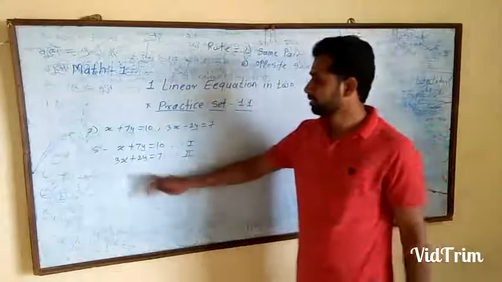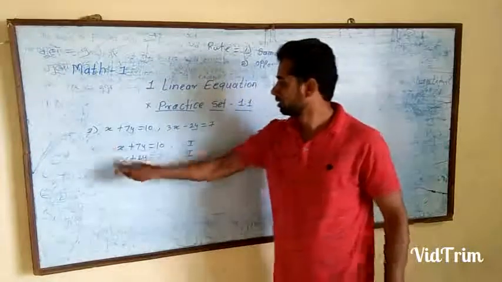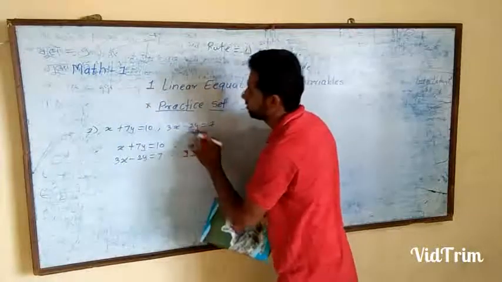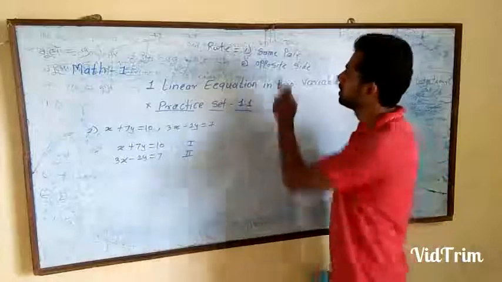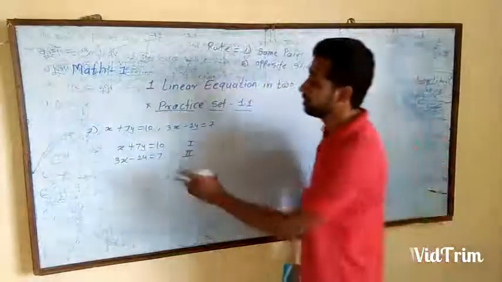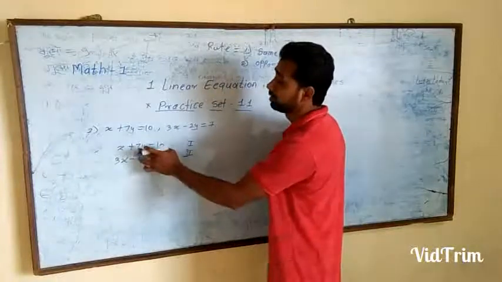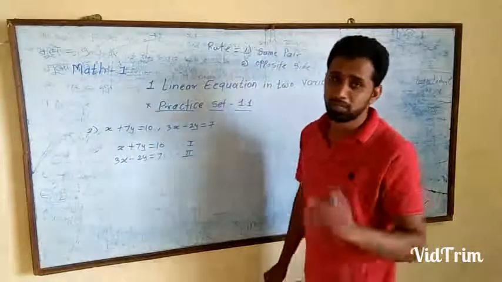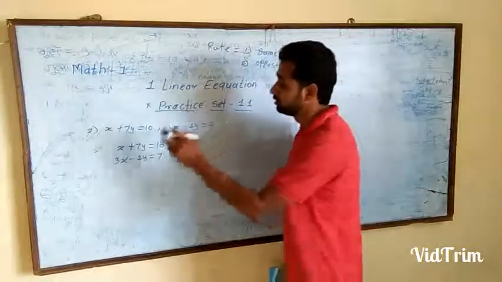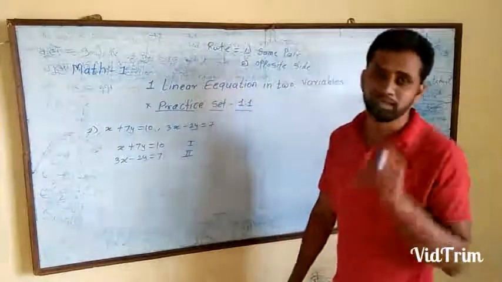You see, there is an opposite sign, plus and minus, but there is no same pair. The same pair is not there; the opposite sign is there, plus and minus, but the numbers are not the same. So how can we convert it? How do we get the same pair?